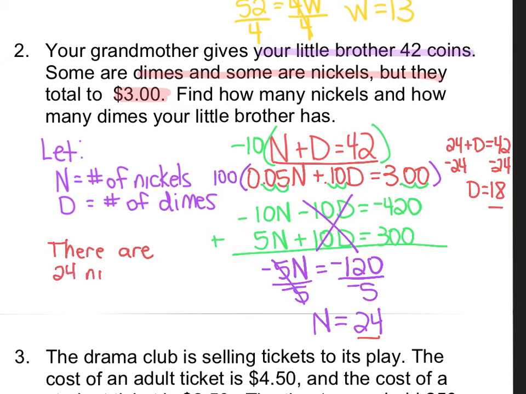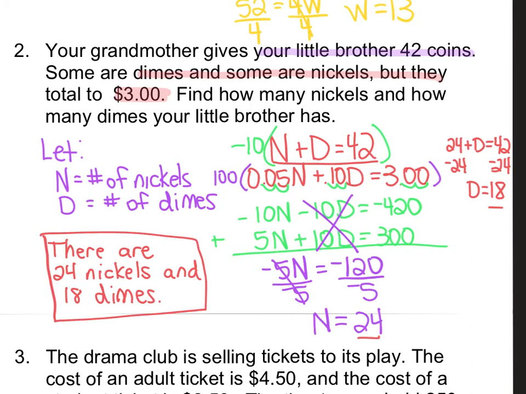So again, this one's a little bit different because we are dealing with the actual value of something, which means you have to give value to those nickels and dimes. And that is my answer, 24 nickels and 18 dimes.